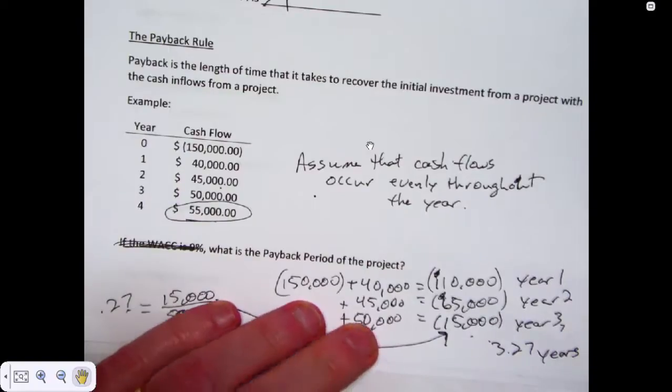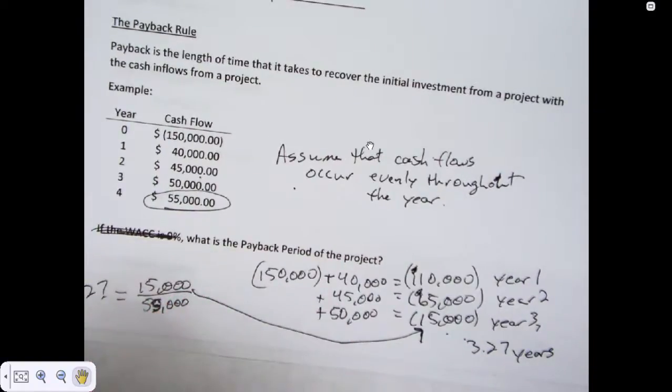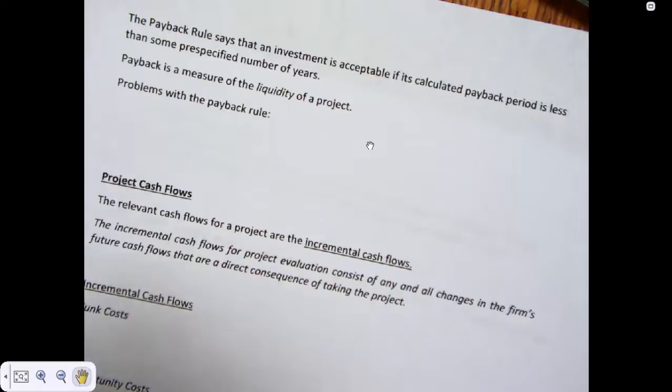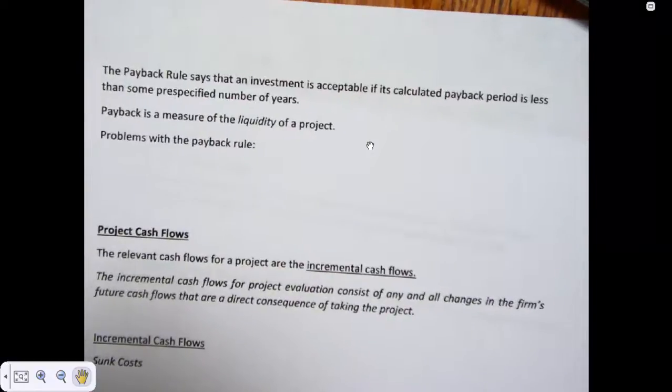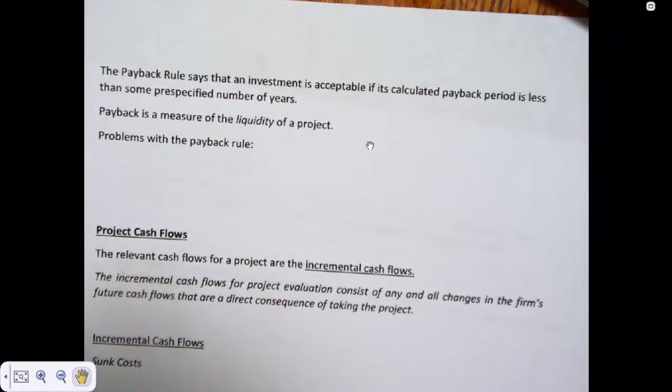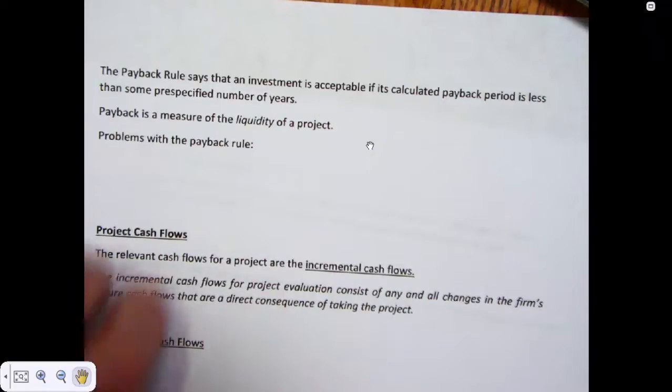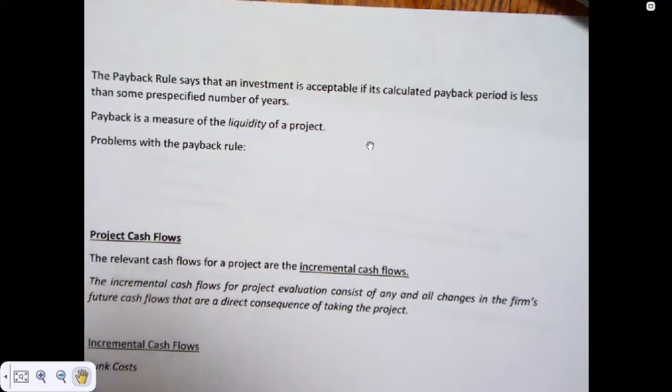The payback rule says that an investment is acceptable if its calculated payback period is less than some pre-specified number of years. That's one of the problems, not one we're going to talk about down here, but one of the problems with the payback period is it's really left to managerial discretion on what the cutoff is. So if we said the cutoff is 3 years here, that the project needs to pay back in 3 years, we'd reject this project because it's 3.27 years. It goes beyond that time period.